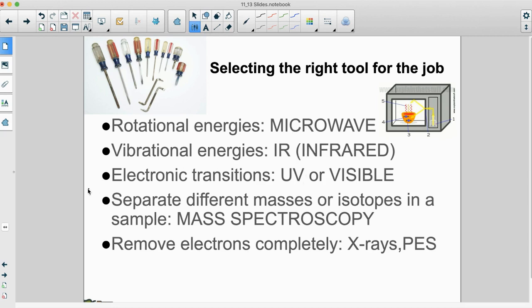Now, mass spectroscopy is a different sort of spectroscopy that we did earlier, and that allows us to separate different masses or isotopes in the sample. Here, we're actually using matter. We're throwing in matter and we're probing matter. And with PES, which we talked about earlier, we're sending in X-rays and we're getting out electrons.